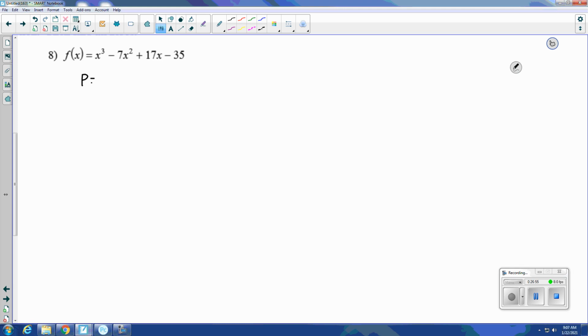Let's generate our list. So the p's are going to come from the constant term. We're going to have plus or minus 1, plus or minus 5, plus or minus 7, plus or minus 35. I think that's it. And then for q, we're going to have plus or minus 1. So when the q is just plus or minus 1, then your p over q's end up being just your p list, because taking all the p's and dividing them by all the q's would just be dividing by 1.